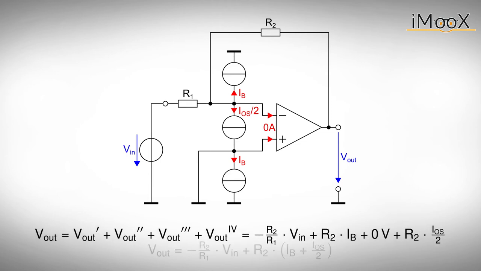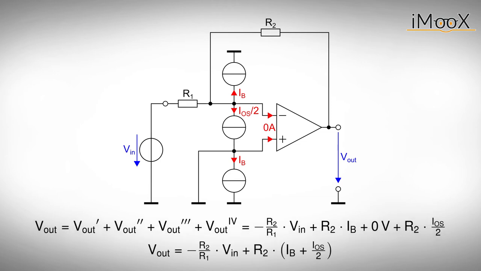Rewriting the total output voltage shows that the larger resistor R2 increases the impact of bias and offset current. With respect to them, a smaller resistor R2 would be beneficial. Fortunately, we can still set the gain of our circuit by selecting an appropriate value for R1. If R2 has a fixed value for some reason, we can still search the datasheets for an operational amplifier with smaller bias and offset currents to satisfy our needs.